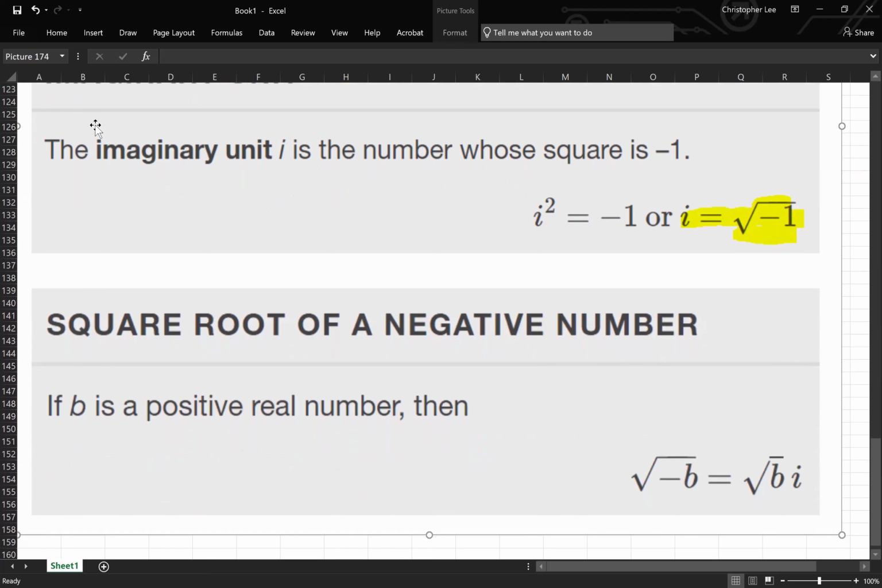The square root of a negative number: if b is a positive real number, then the square root of negative b is equal to the square root of b times i, right? So the negative 1 just comes out and becomes i, and then the radicand b will stay the same and be under the radical. Any questions so far?